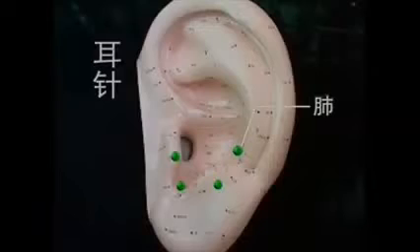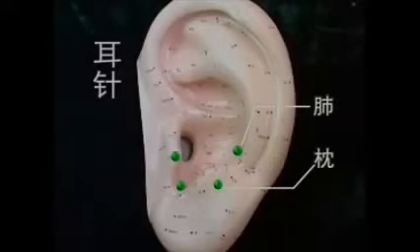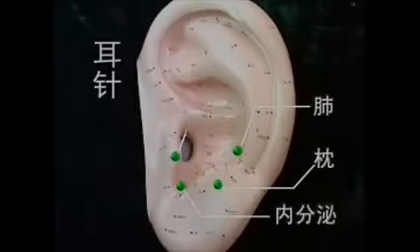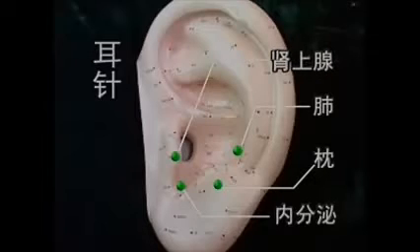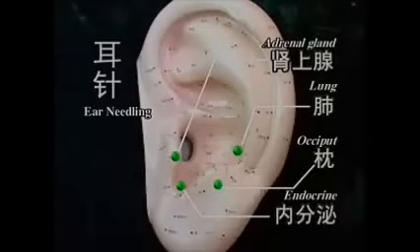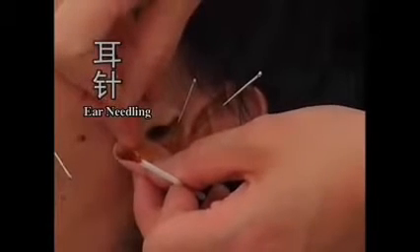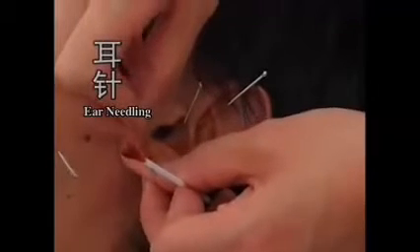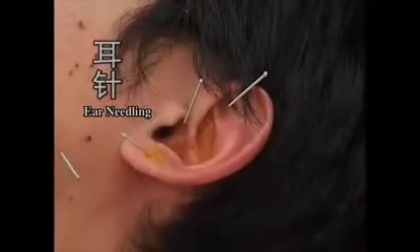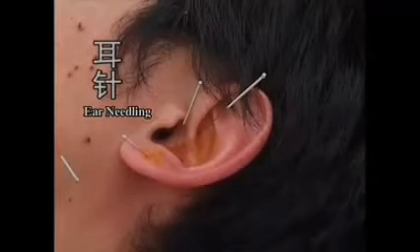2. Ear needling. Select lung, occiput, endocrine, and adrenal gland ear points. Also needle the area of the ear that corresponds to the part of the body where the white patch has manifested. On one ear, locate 2 to 3 points in which to embed needles. Alternate with the other ear once a week.